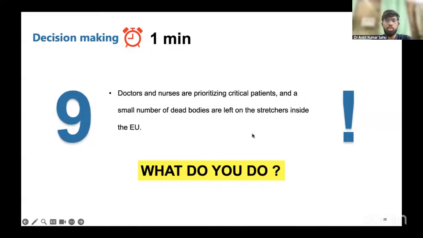Okay, let's go to question number 9. Doctors and nurses are prioritizing critical patients and a small number of dead bodies are left on the stretchers inside the emergency department. What is your responsibility? You are an incident commander. You are taking rounds of your emergency department, and you see that a small number of dead bodies, maybe 3-4, are left on the stretchers inside the emergency department. What is your role? This is a very, very important question. You are working as an incident commander. What is to be done?